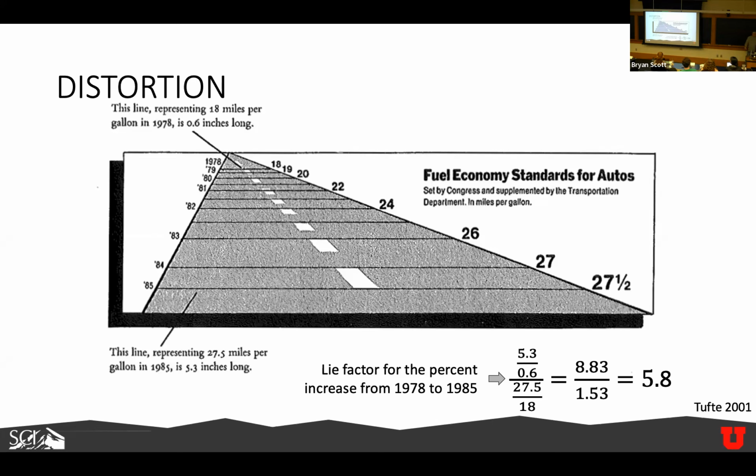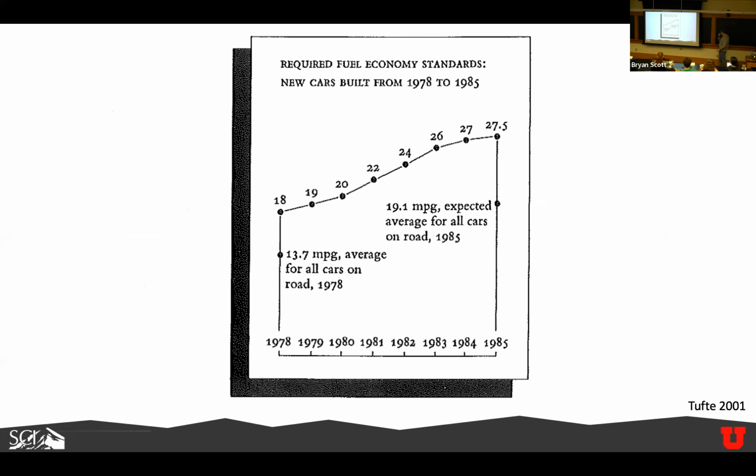Okay, so this falls into this category of lying with charts. Okay, this is a more accurate chart. This is a line chart of this, and you can see this has a lie factor of 1. That is, the data values relative to the chart values are the same.